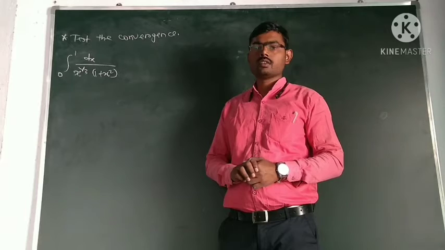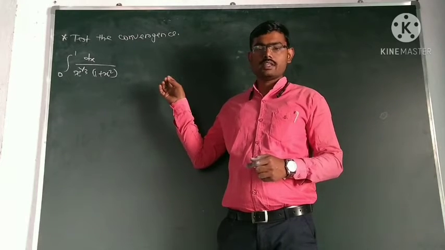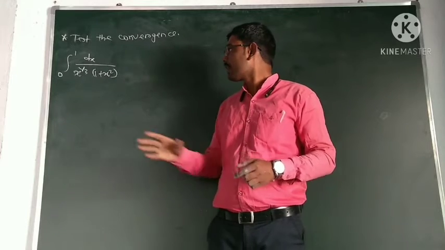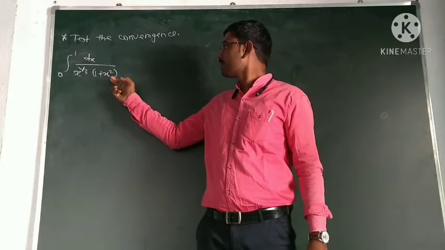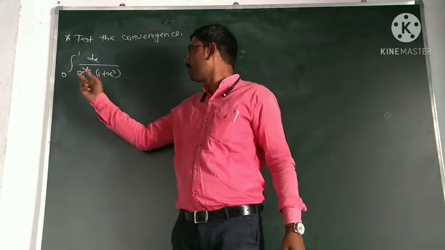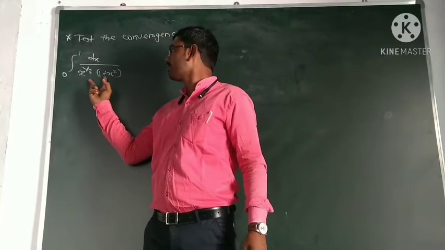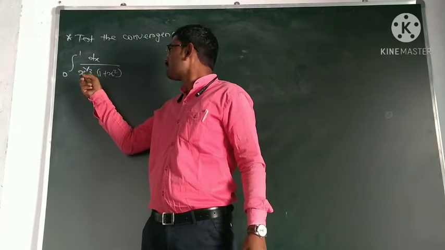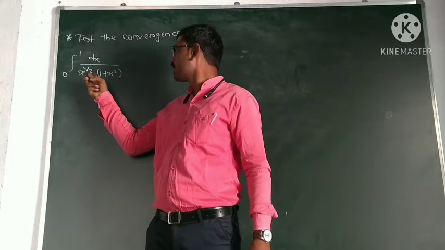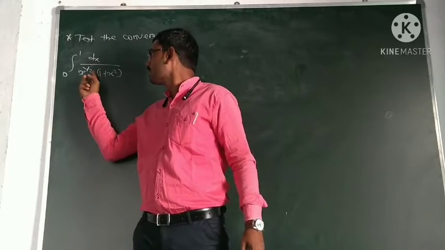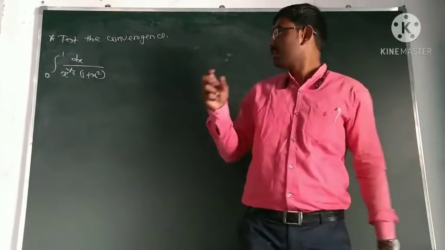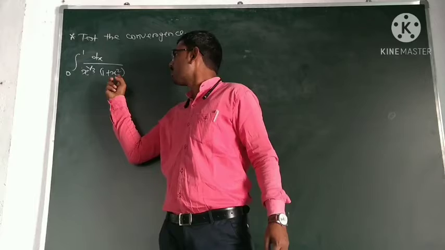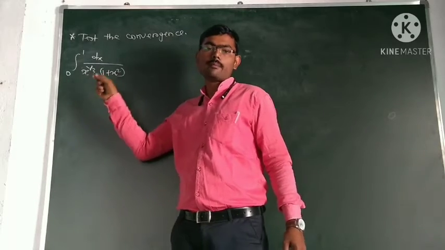Now, using this test, we have to check whether this improper integral is convergent or not. This is an improper integral of type B because the range is finite, but the integrand becomes unbounded at x equal to 0. If you put x equal to 0, this becomes 0, and something upon 0 is not defined. So this part is problematic, and the total function becomes unbounded due to x equal to 0.